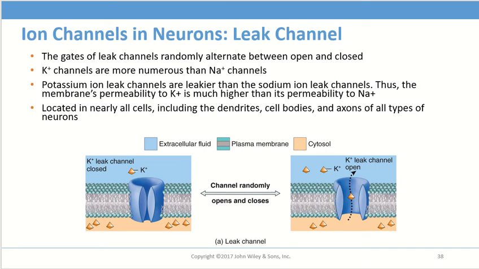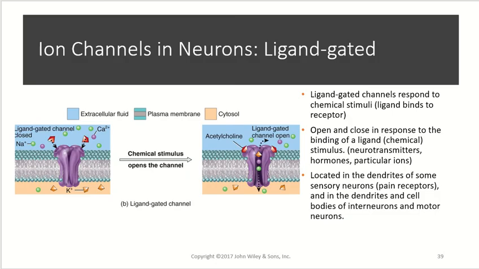So because of this, the membrane's permeability to potassium is going to be higher than that of the permeability to sodium. These leak channels are going to be located on just about all cells, including the dendrites, the cell bodies, and the axons of all of the various types of neurons.